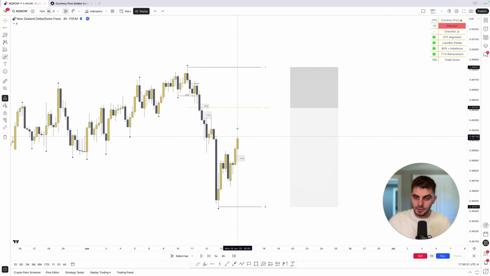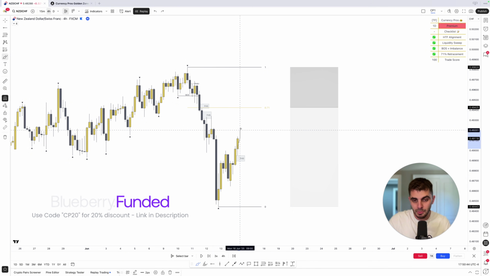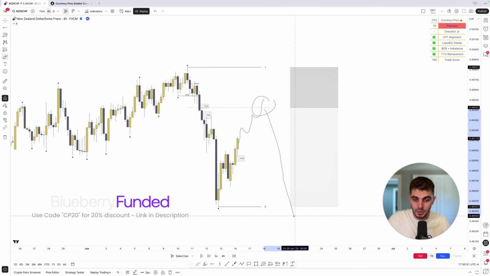So regardless of why these fair value gaps print on the chart, what we do know is that price reacts to them more often than not. And that is why I like to pay attention to them, because as price retraces into those fair value gaps, there's a high probability there's going to be a reaction from it and then a reversal in our favor.